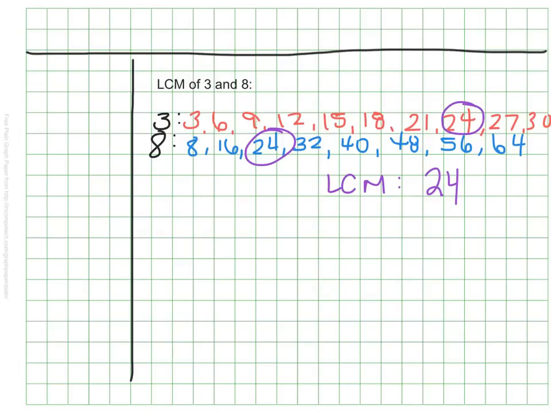Let's try another one that fits this same example. This time let's do the lowest common multiple of 4 and 9. So list out the multiples of 4 and the multiples of 9, and then we'll look and see what the lowest multiple they share is, their lowest common multiple.